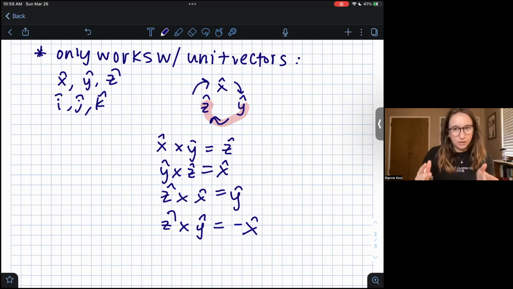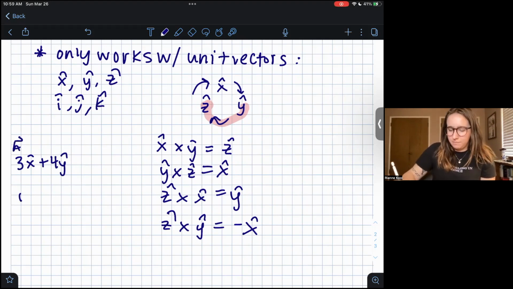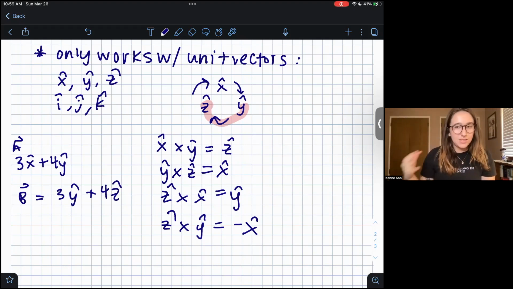So there's one little trick that you can use if you're confused on the right-hand rule. But just remember, this only works with unit vectors, and you can't use it for a linear combination of vectors. If we have something like 3x hat plus 4y hat, and let's say this is A and B is 3y hat plus 4z hat, we couldn't use this little trick because we have a linear combination of vectors and not just one unit vector.